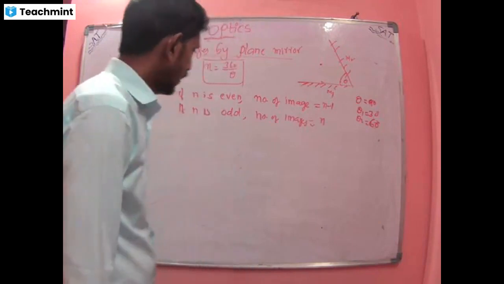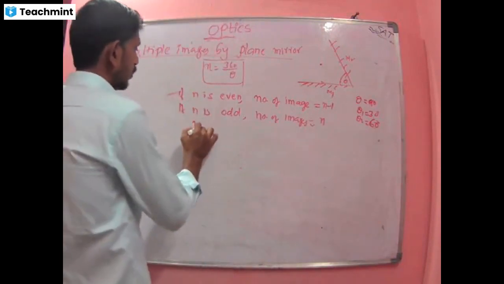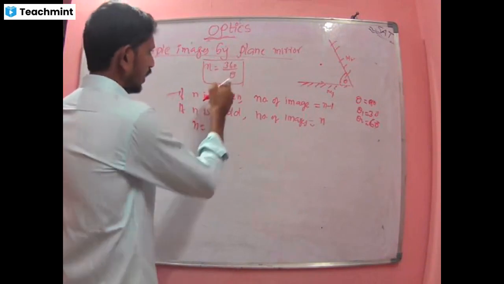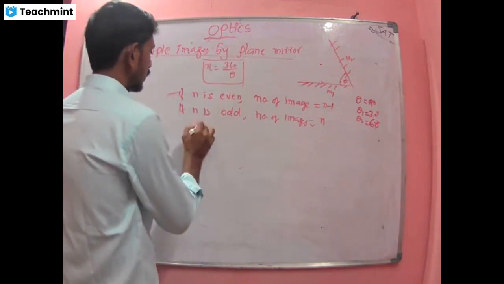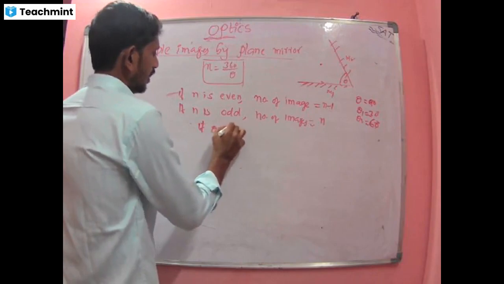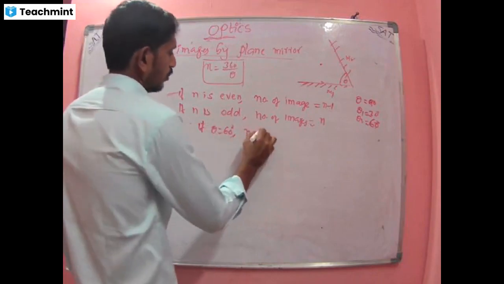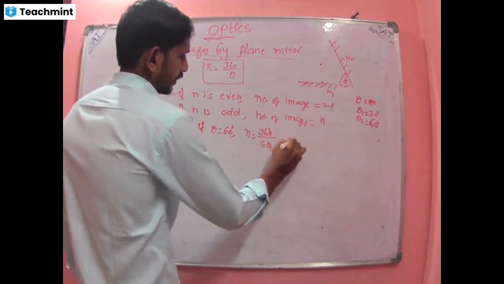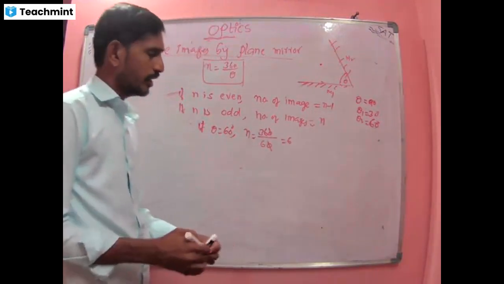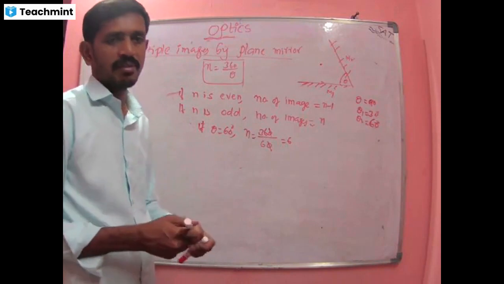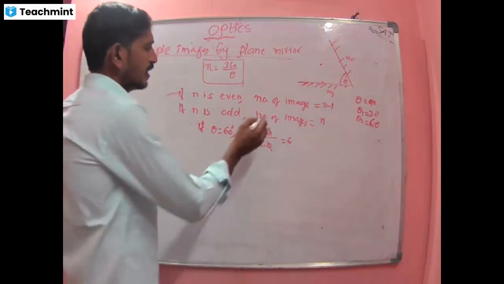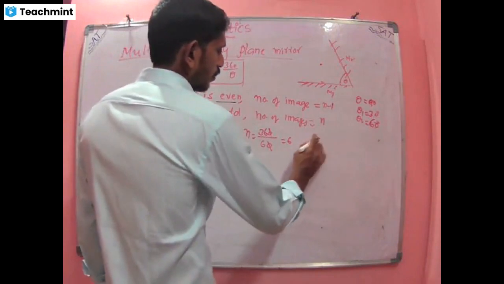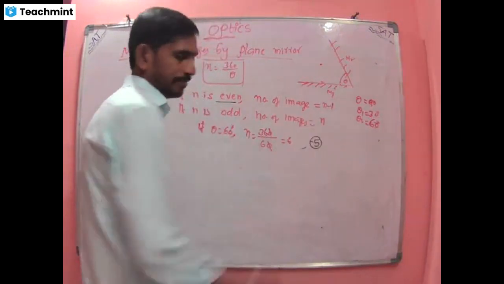Next, for example, I can take theta equal to 60 degrees. So n is equal to 360 by 60. What is the answer? 6. So n is equal to 6, which is even, so the number of images is n minus 1. Therefore, the number of images is equal to 5.